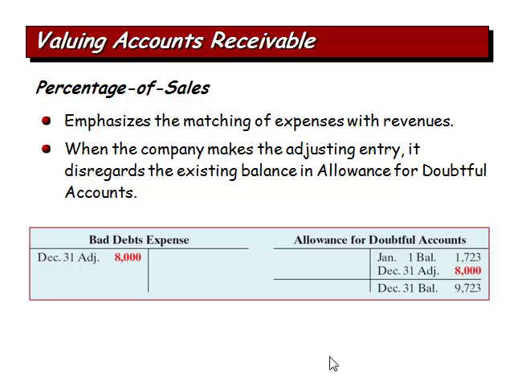If we do a percent of sales, it emphasizes the matching of expenses with revenue. And when the company makes the adjusting entry, it doesn't care how much it already has in the allowance for doubtful accounts. Counterintuitive maybe, but if we're using percent of sales, we're focusing on the expense and we don't look at how much is in the allowance for doubtful accounts. Clearly if that gets out of whack, we'll need to revisit it.